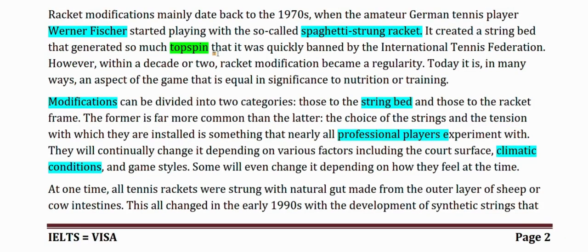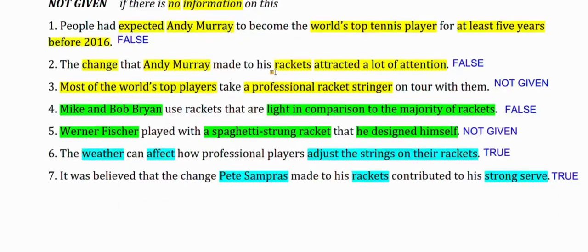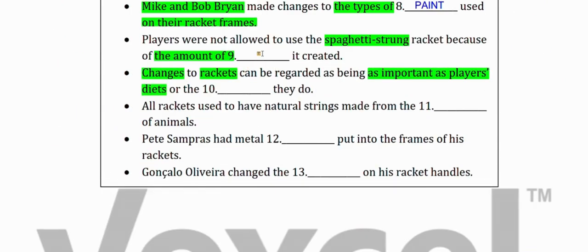So we have found our answer: topspin here. So we will obviously read after that. However, within a decade or two, racket modification became a regularity. Today it is in many ways an aspect of the game that is equal in significance to nutrition or training. So these are our keywords. Equal in significance, meaning as important as nutrition, which refers to diet, and the other word should be training. So our answer to this particular question should be training.